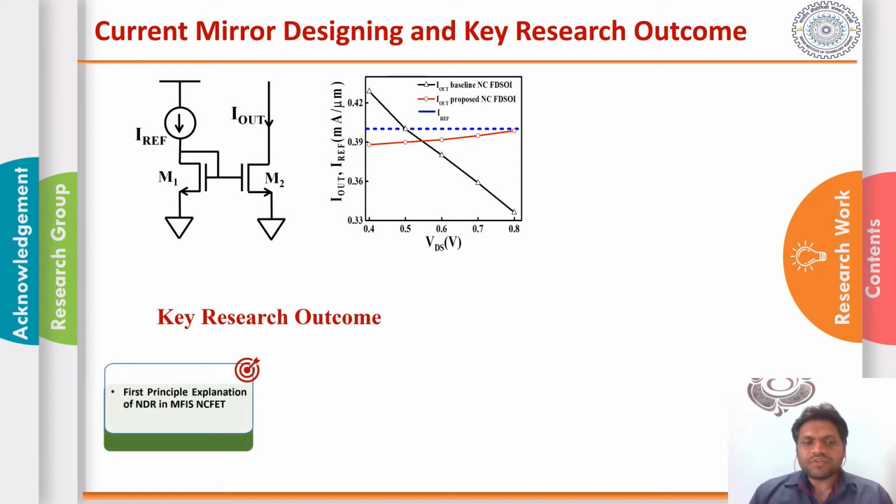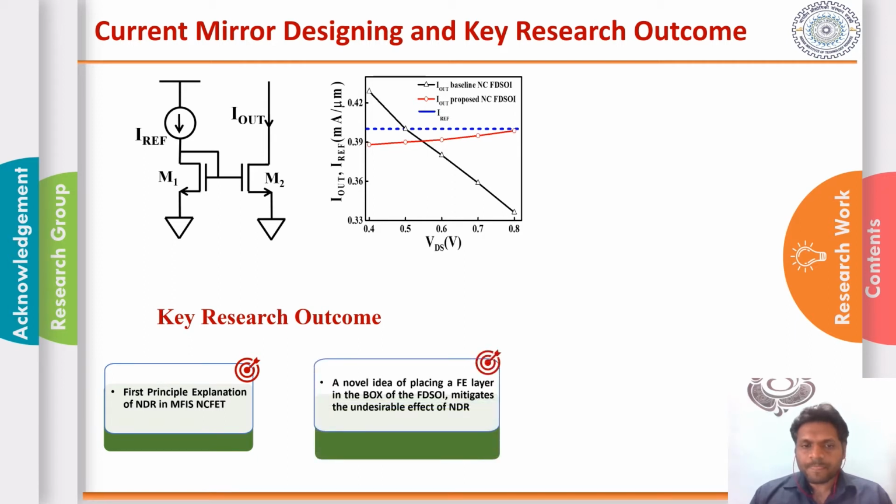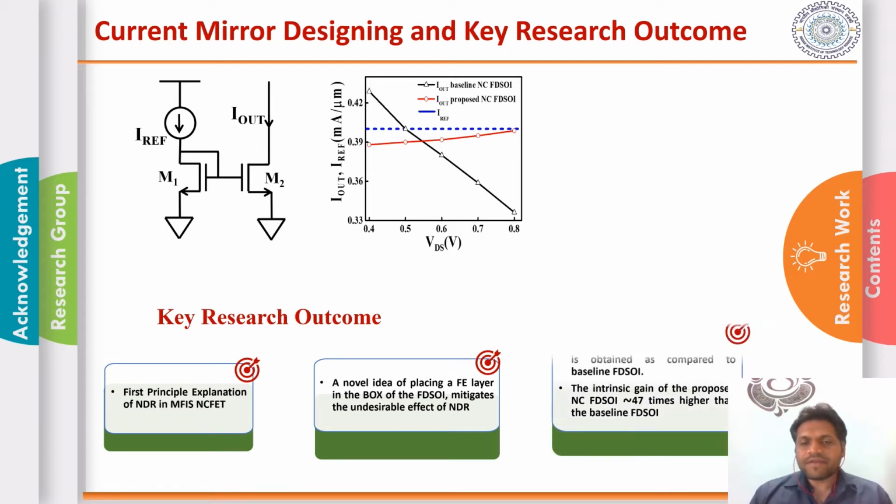First principle explanation of NDR in MFIS and CFET. A novel idea of placing a FE layer in the box of FDSOI mitigates the undesirable NDR effect. The proposed device shows 2.23 times higher on current as compared to the baseline FDSOI. It also offers 47 times higher intrinsic gain as compared to the baseline FDSOI. This work has been published in IOP Nanotechnology.